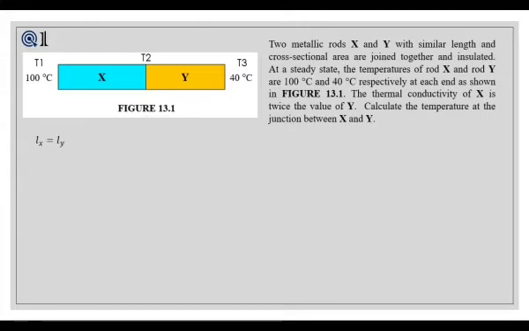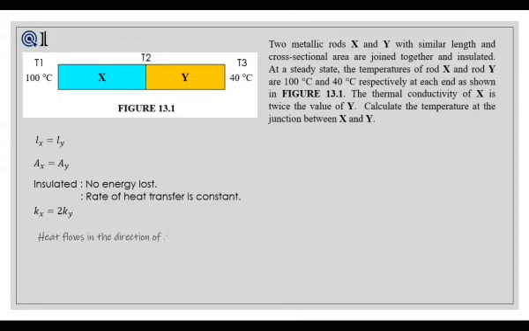From the question itself, we know that both metallic rods have the same length and cross-sectional area, while the word insulated means that there will be no energy loss towards the surrounding, thus the rate of heat transfer should be constant. Aside from that, it is clearly stated that the value of Kx is twice of Ky in this situation. Bear in mind that whenever two metals or any conducting materials that are different in temperatures come in contact, the heat will flow from the hotter metal to the colder metal.